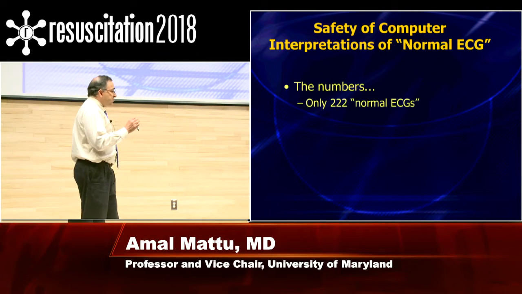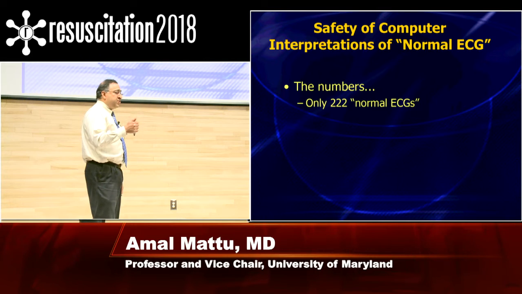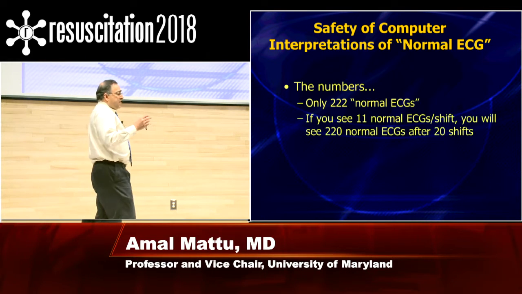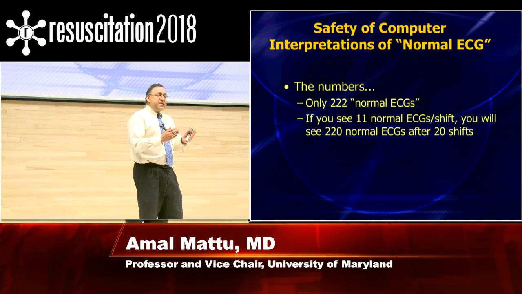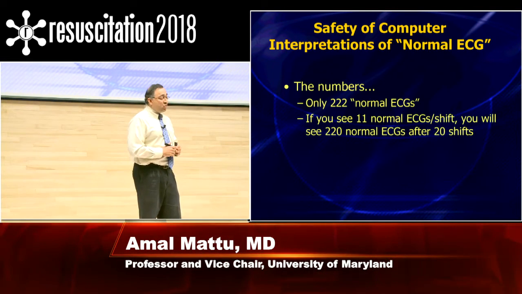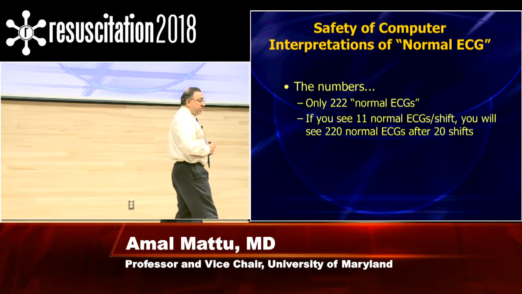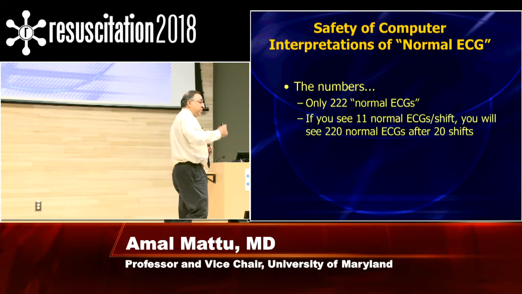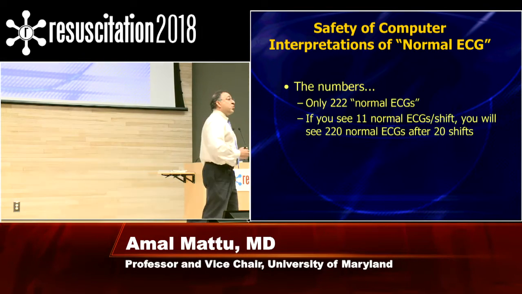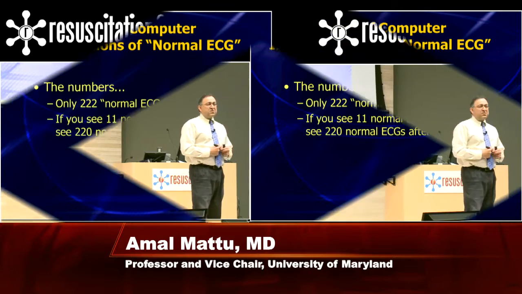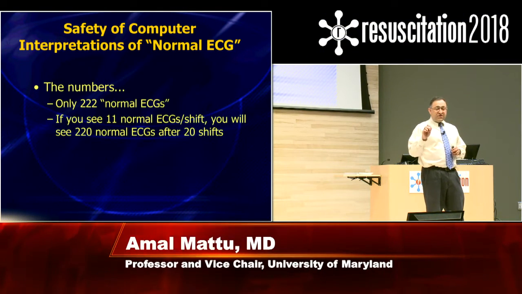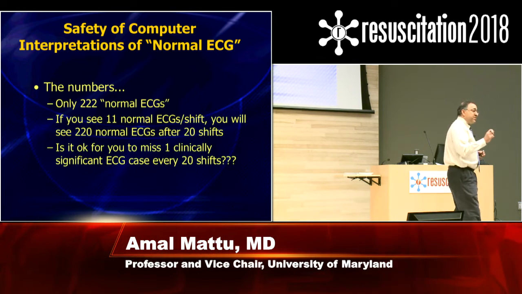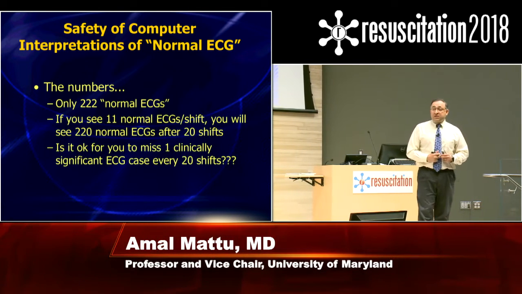Well, when you take a closer look at the numbers, again, there are 222 normals. Here's the way I see it. Let's say during a normal shift, you see 11 normal ECGs per shift, all right? And that means you're probably going to reach the N of 220 after 20 shifts. Let's say you've got a pretty light clinical schedule. You do 10 shifts a month. So that means every 2 months, you're going to miss one clinically significant EKG, all right?